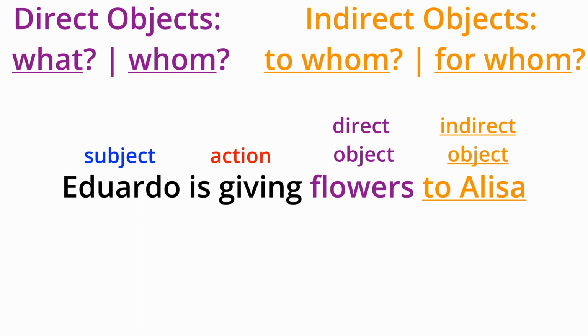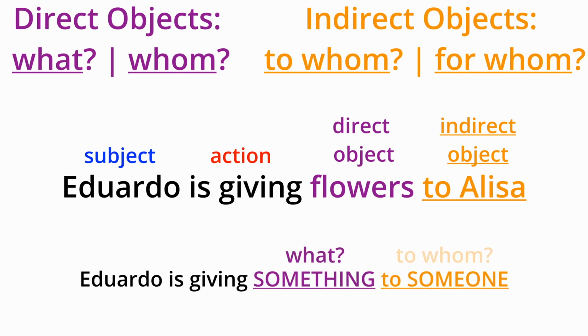Even if you forget the whole asking questions logic, you need to understand that Eduardo can't give flowers to Alisa until he picks them up. So he grabs flowers and then gives them to Alisa. That's the reason why Alisa cannot be the direct object here. She's not directly receiving the action. Eduardo is giving something to someone.